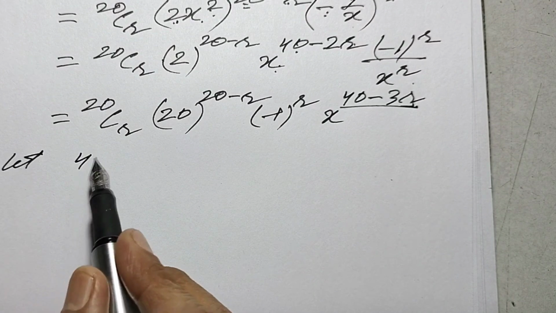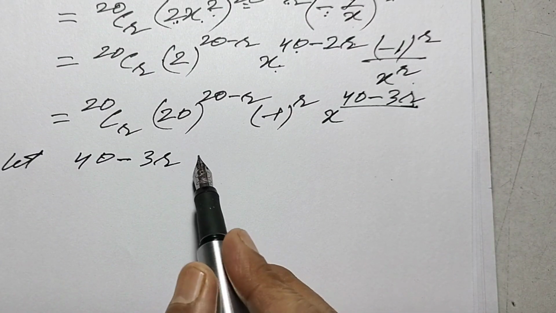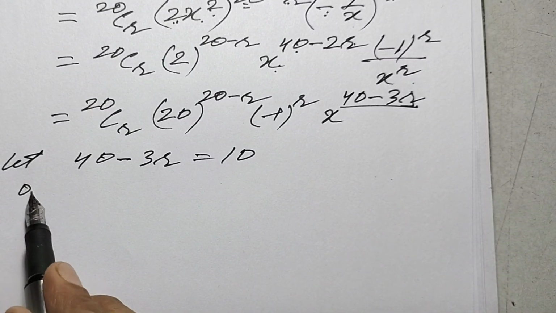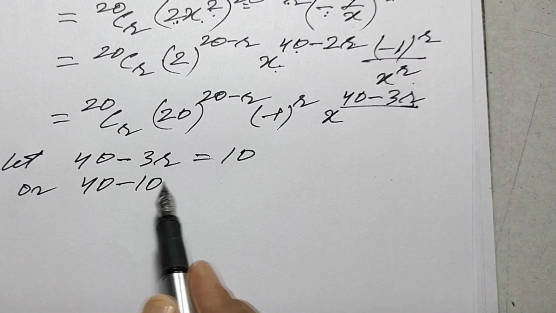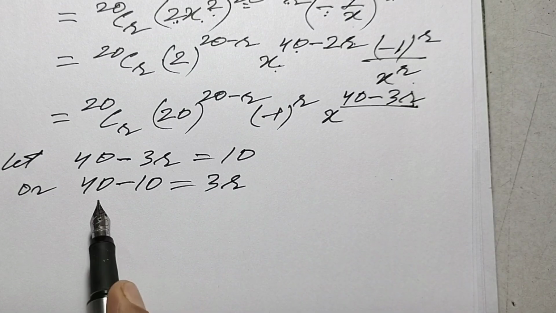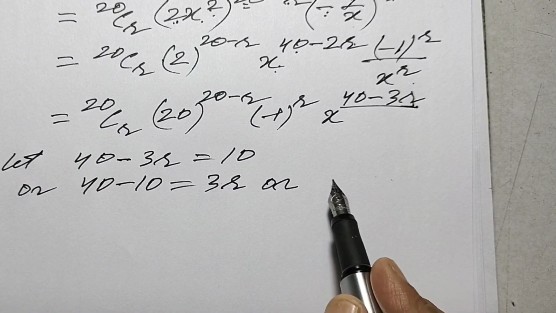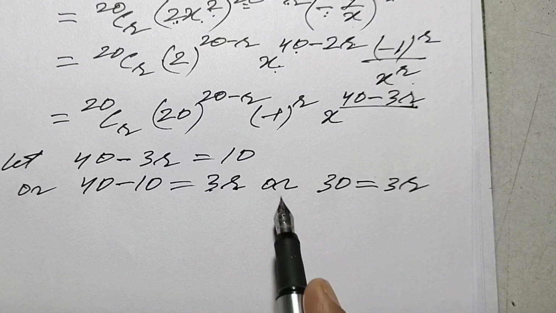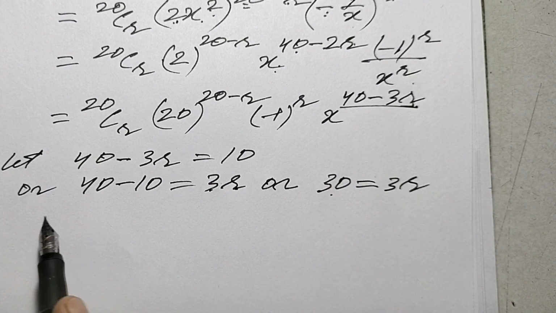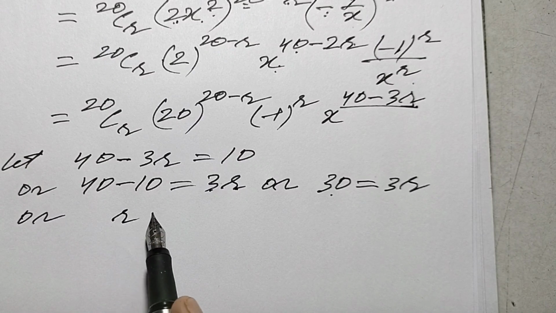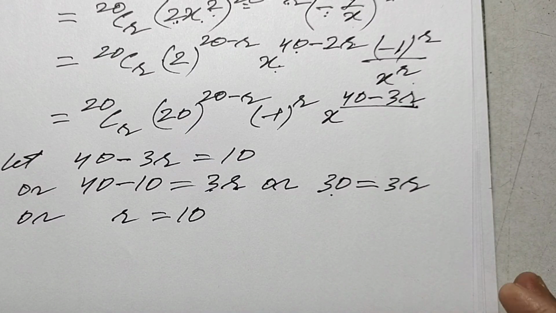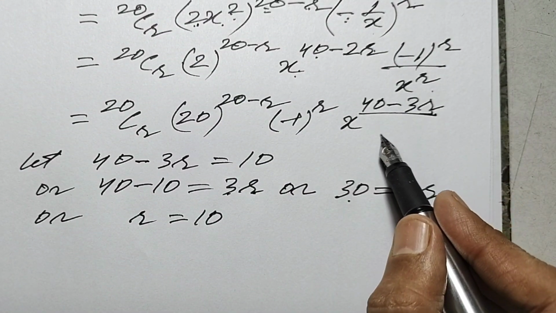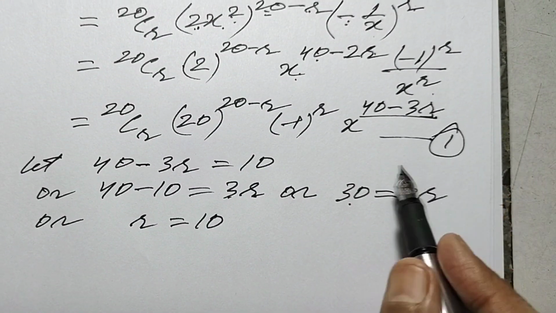So let 40 minus 3r is equal to 10. Transposing 3r to that side and 4 to the left-hand side, we have 40 minus 10 is equal to 3r. 40 minus 10 is 30, and 3r on the right-hand side. Then we transpose 3 to that side, it will divide 30, and ultimately we have r is equal to 10. So now we have to substitute this obtained value of r in this equation.